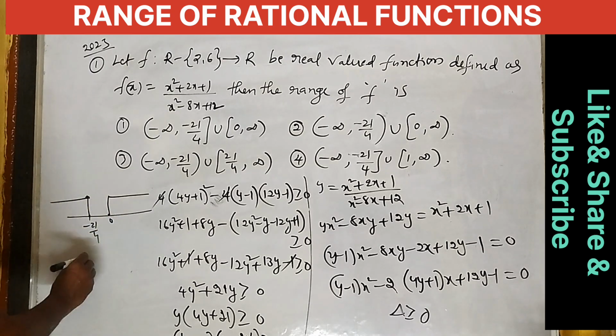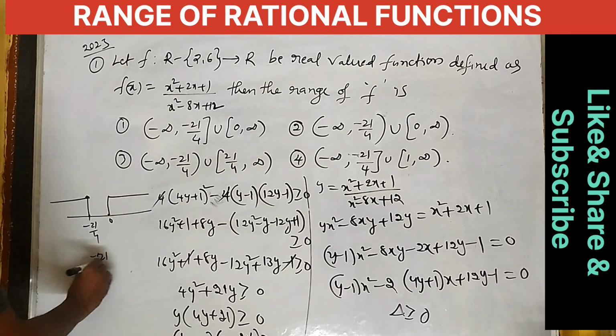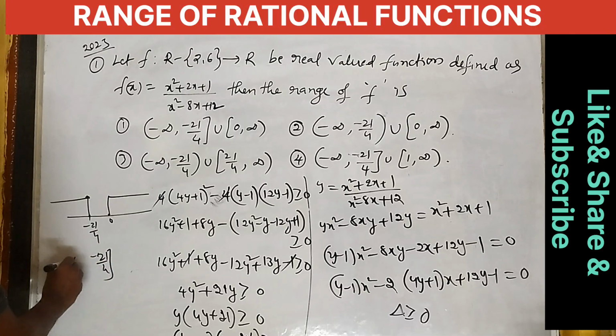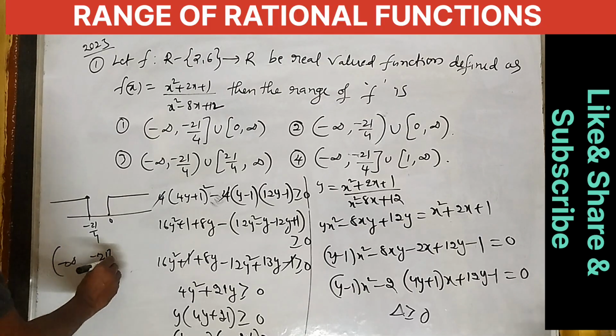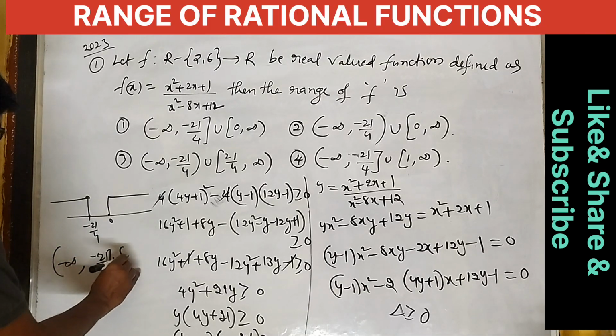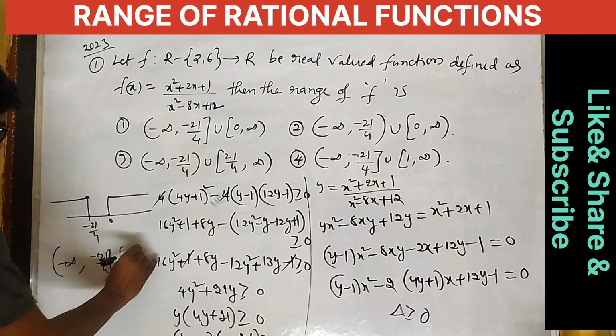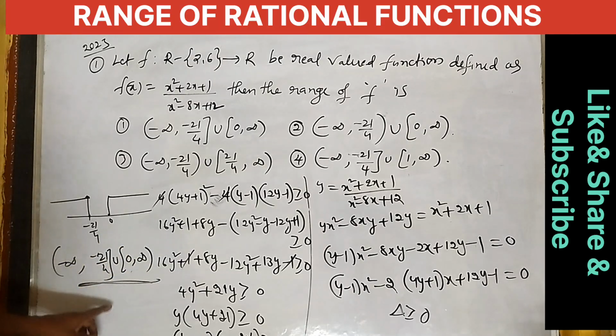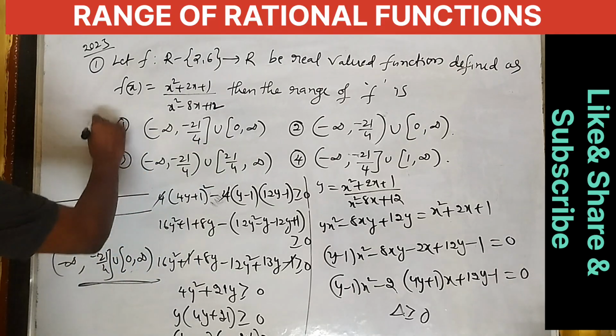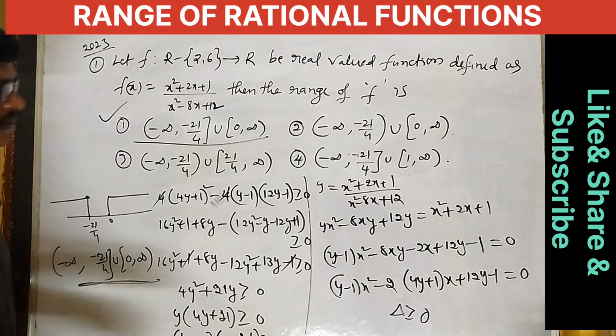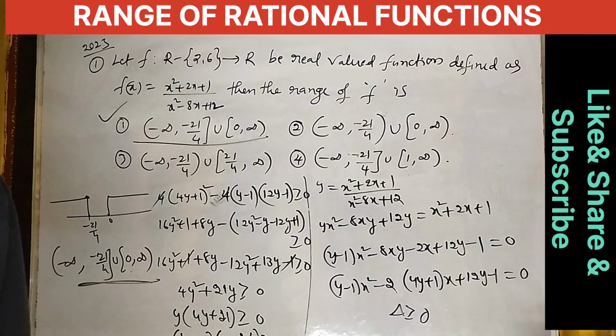Which option is correct? This is minus infinity to minus 21 by 4 closed interval union 0 to infinity closed interval. This is our answer. The first option is correct. Okay, understand, copy this one. This is the range of the function.